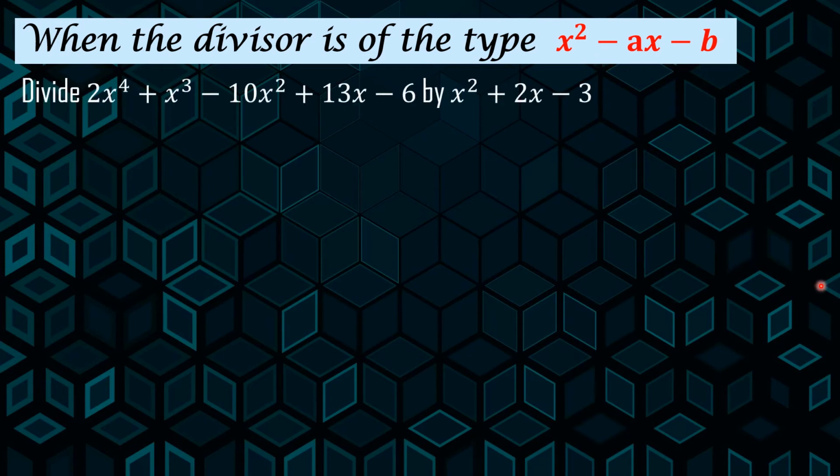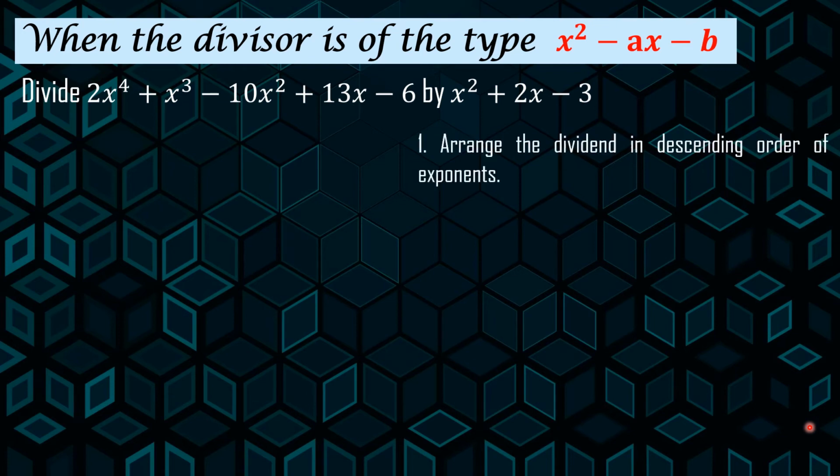So, we have to give an example: divide 2x to the fourth power plus x cubed minus 10x squared plus 13x minus 6 by x squared plus 2x minus 3. Kung mapapansin nyo, ang ating divisor ngayon ay trinomial na, so paano ba natin yung sasagutan? First step is to arrange the dividend in descending order of exponents. Ang highest exponent natin dito ay 4, 3, 2, 1, 0. Ibig sabihin, naka-arrange na ang ating exponents in descending order.